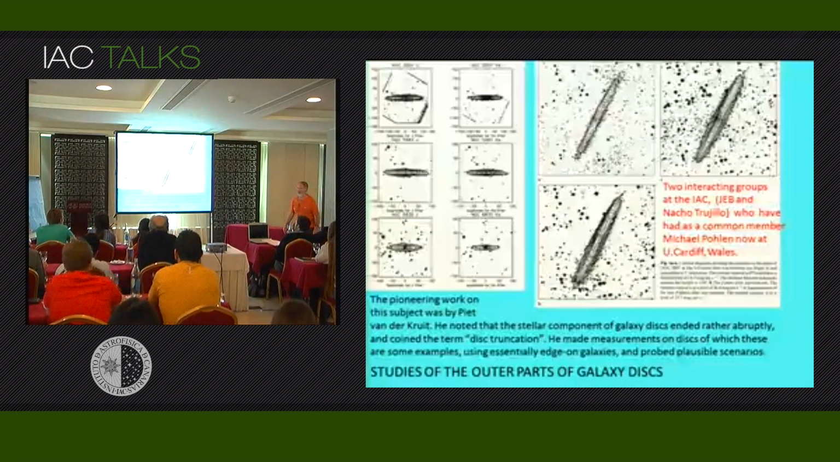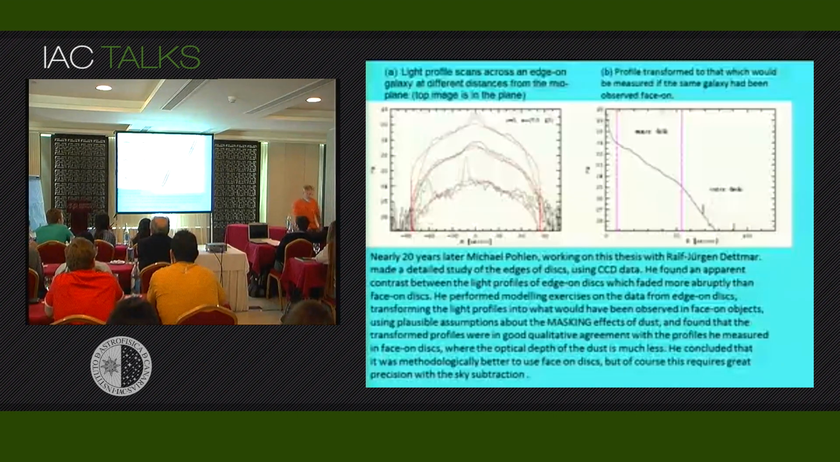Now, another group working on the outer parts of galaxy disks. These are disk profiles. And because Pete van der Kruit is here today, I can say that Pete was the person that discovered, or at least brought out, the truncations in galaxy disks many years ago now, in fact before I even came here. And his work was based on edge-on disks, again, and he noticed that the images ended rather abruptly, and he analyzed this, and he coined the term disk truncations. And he also probed the different scenarios that could bring these about.